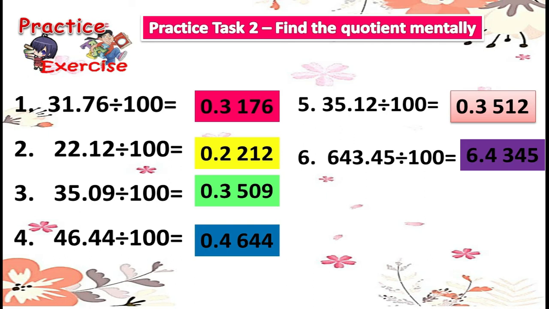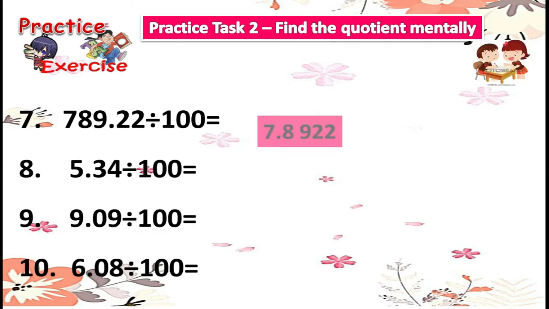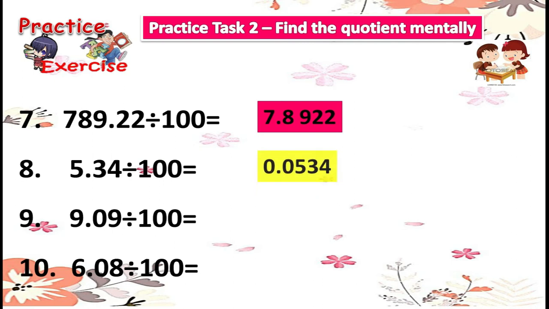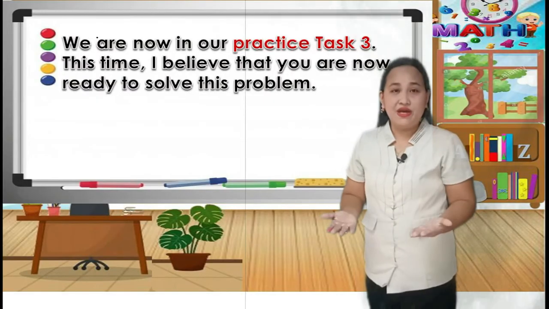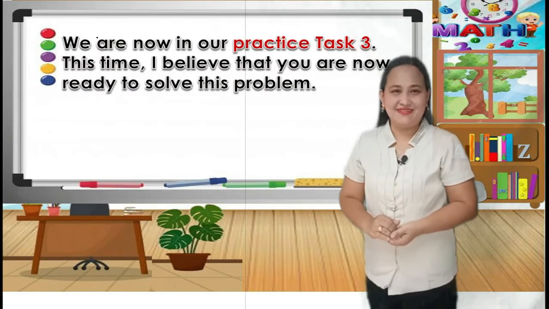4,345 10,000s. For number 7, 8,922 10,000s. Number 8, 534 10,000s. Number 9, 909 10,000s. Number 10, 608 10,000s. We are now in practice task 3.